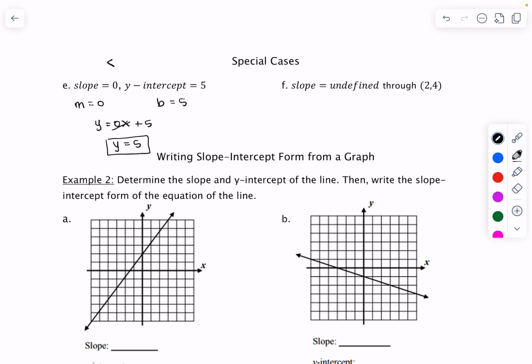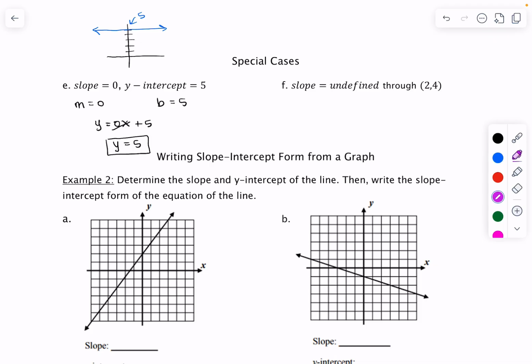So if I were to draw a picture of this up here, here's my coordinate grid. Here's 1, 2, 3, 4, and 5. That means this line is going to look like this, going horizontally through the value 5. So that's what that line looks like. It's not the same as y equals mx plus b, but we need to be able to write equations for vertical and horizontal lines.